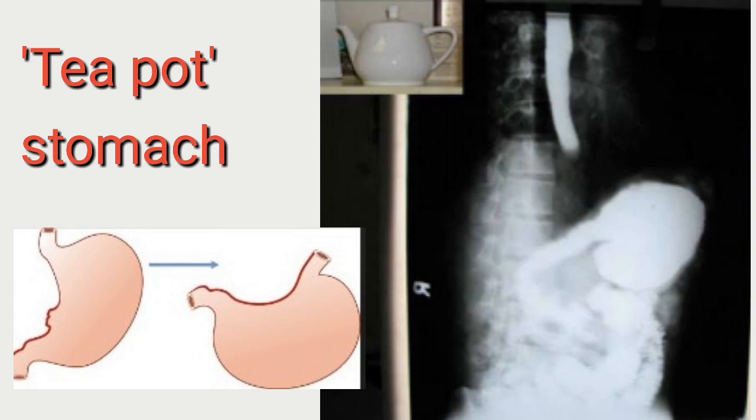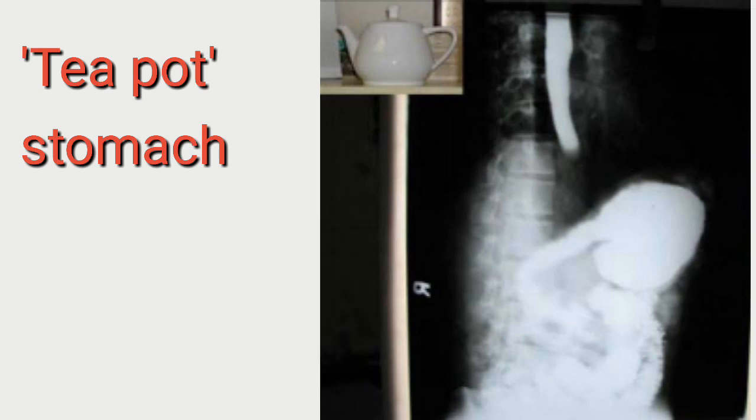Teapot stomach. This deformity occurs due to the ulceration and destruction of the lesser curvature. When the ulcer heals, there is shrinkage of the lesser curvature, which leads to the teapot shaped stomach, and such a shape of the stomach is mainly seen in the barium meal study.